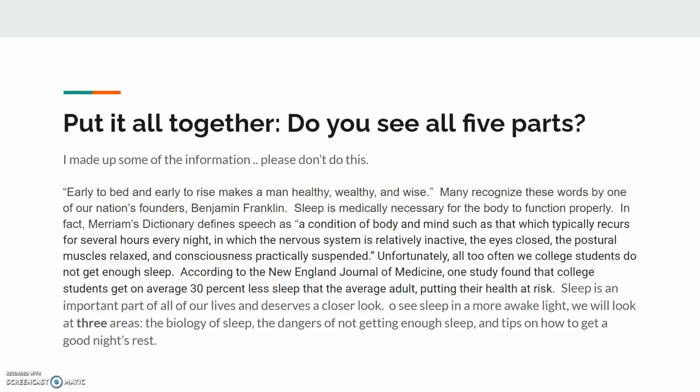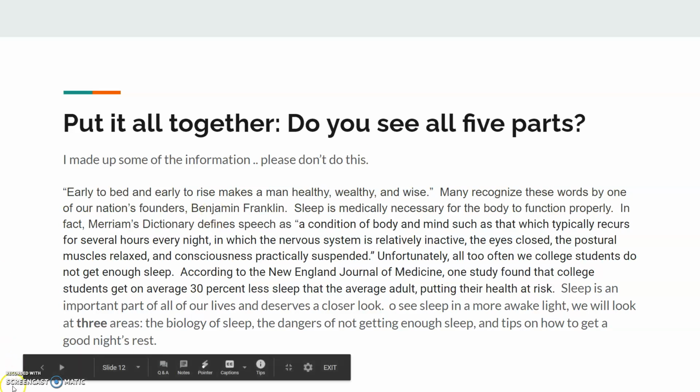According to the New England Journal of Medicine, one study found that college students get an average of 30% less sleep than the average adult, putting their health at risk. Sleep is an important part of all of our lives and deserves a closer look. To see sleep in a more awake light, we'll look at 3 areas: the biology of sleep, the dangers of not getting enough sleep, and tips on how to get a good night's rest. So that's what it should look like.